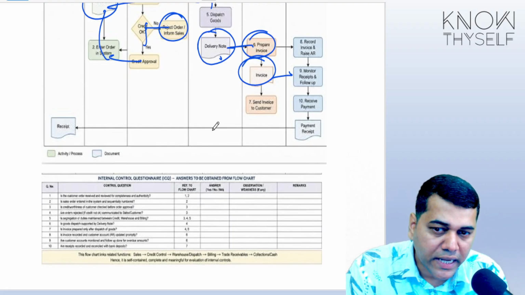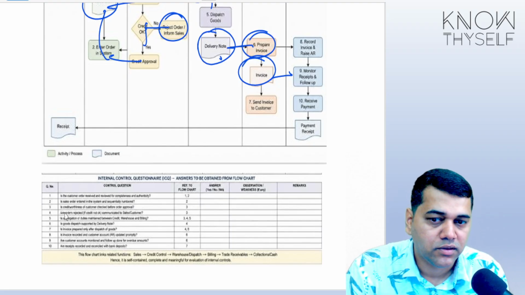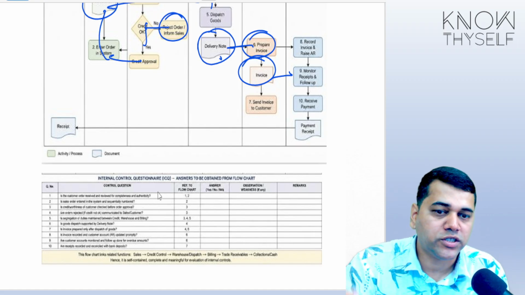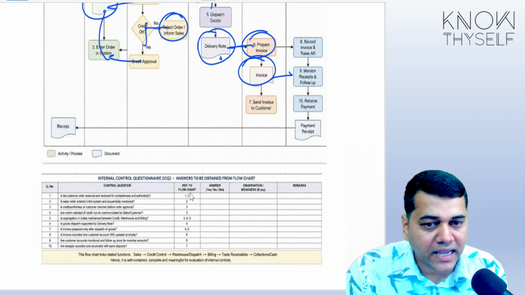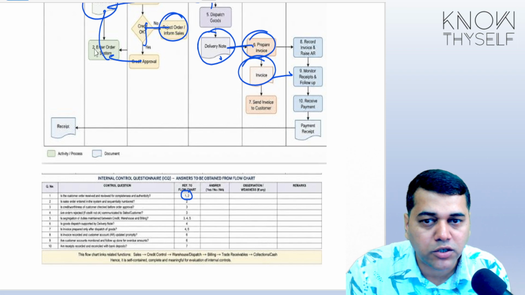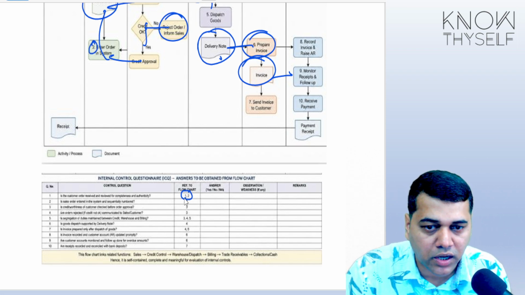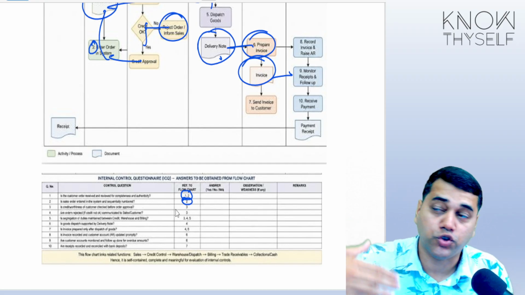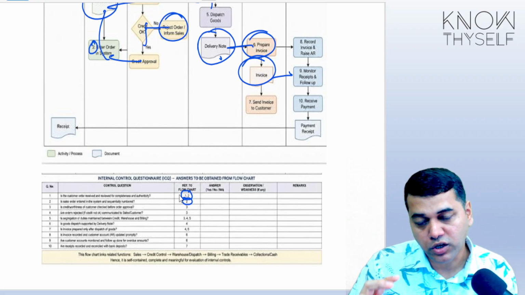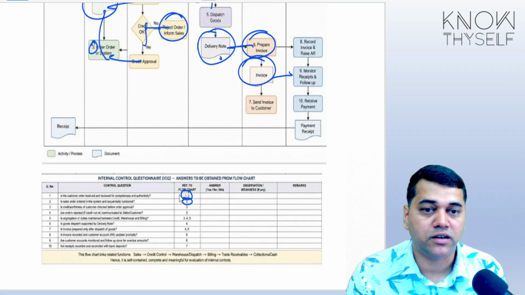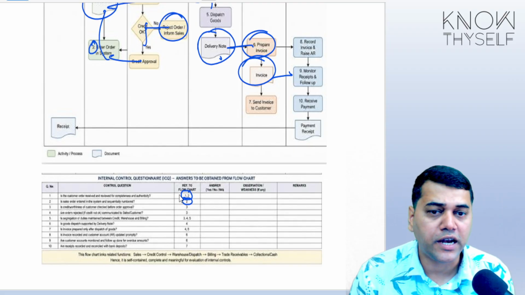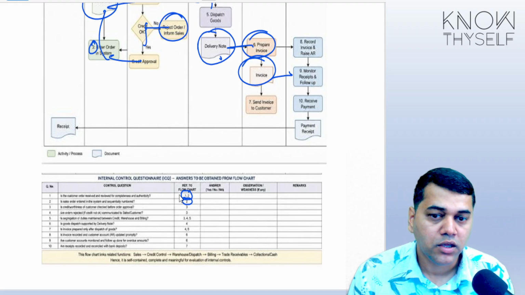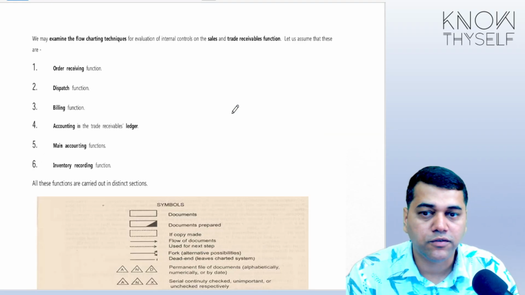Now what I can do is attach one questionnaire also. This questionnaire has yes and no answers, and I can attach the flowchart number to it, like question number 2 refers to this flowchart, and this is the set of questions I should be asking there. When you combine a flowchart with the questionnaire, the amount of clarity will be very high for you. So you can attach a questionnaire also with the flowchart.